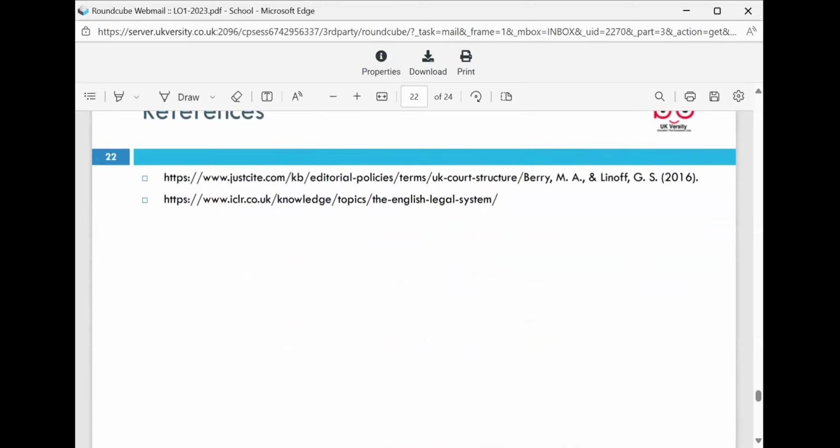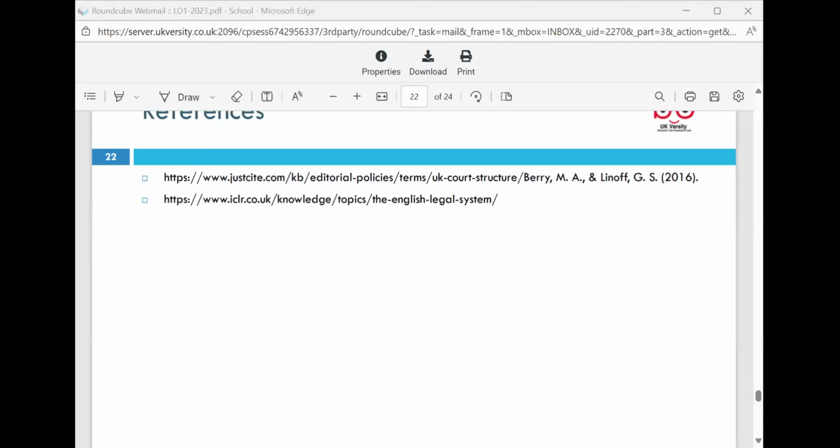So in regards to learning outcome one, I'll just give you a summary of what we've done. So what is learning outcome one? We looked at explaining the nature of the legal system. We looked at what is the legal system in the UK and what are the different types of legal system. We then went on to look at the purpose of law in regards to identifying and providing a framework for protecting individuals.